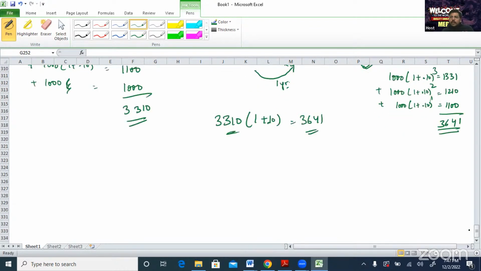So annuity due, what does it mean? At the beginning. Ordinary annuity, what does it mean? At the end of the period. So that is ordinary annuity and annuity due. I hope this point is clear to everyone.